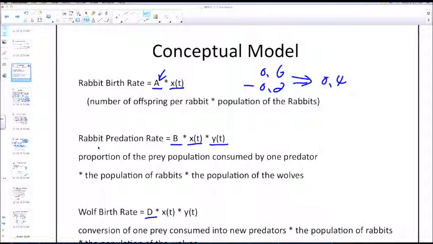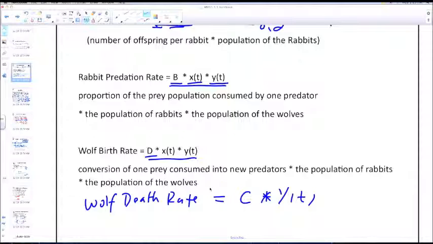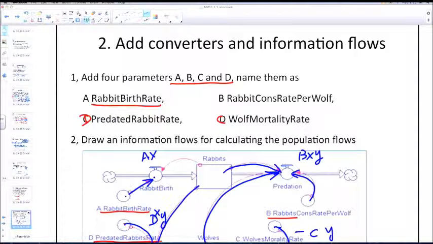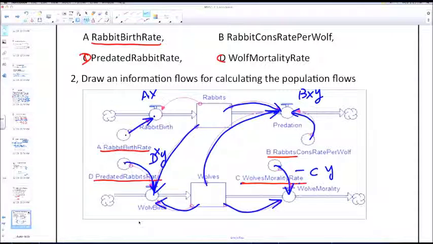See, ax, bxy, dxy, and cy. All right, then we completed the model. But this is only the conceptual model. Why is it only a conceptual model?